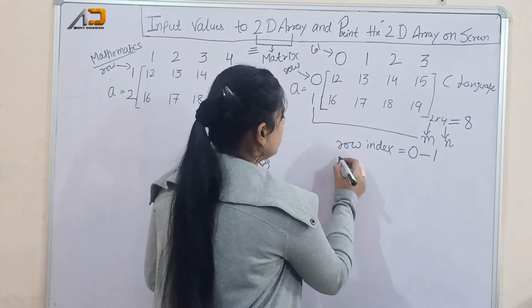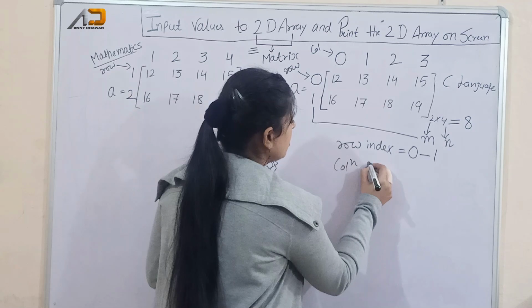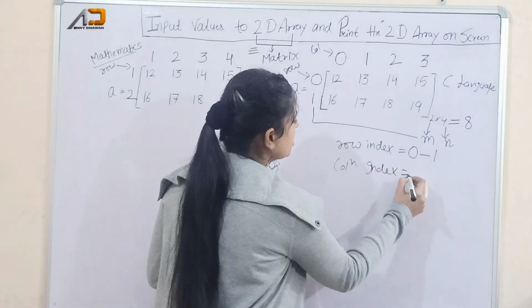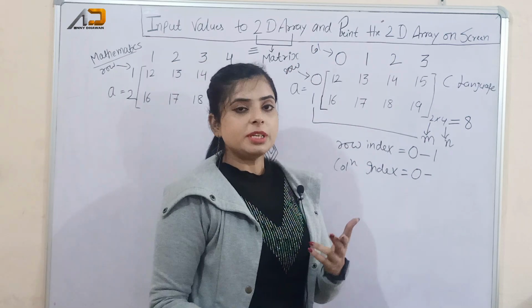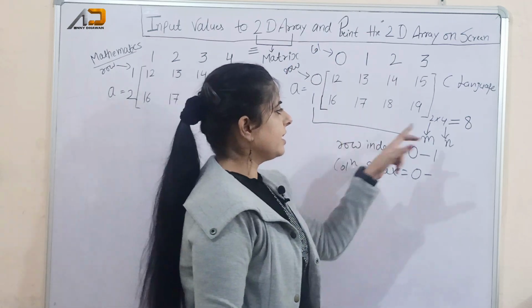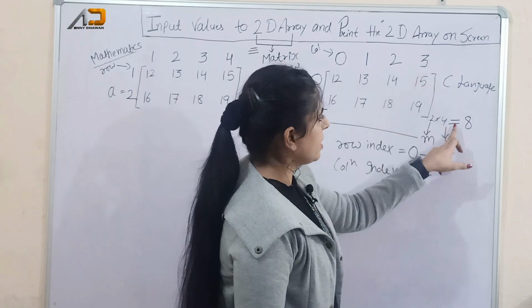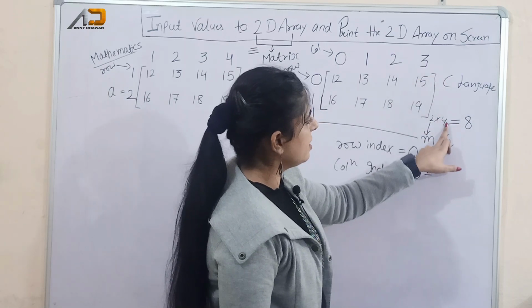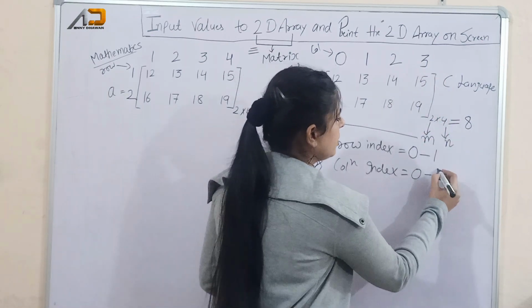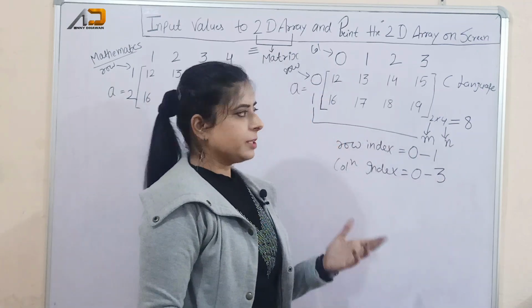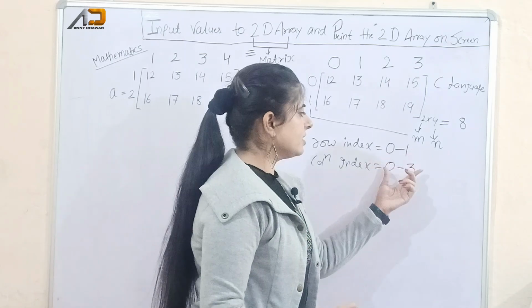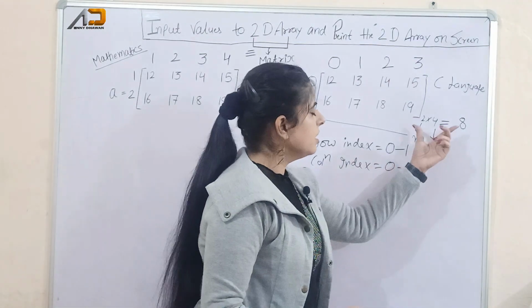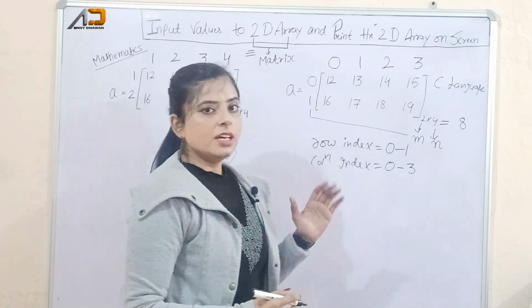And in a similar way, what would be the minimum column index value? That is 0. And what will be the maximum column index value? That is n minus 1. What is n here? 4. 4 minus 1, we get 3 here. So these are the row indexes and these are the column indexes in this example.